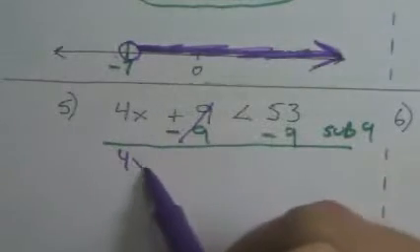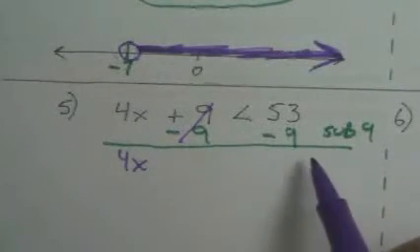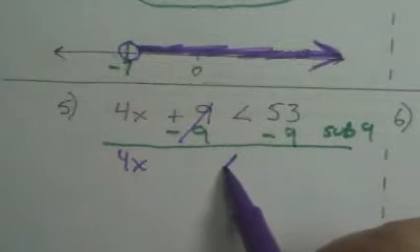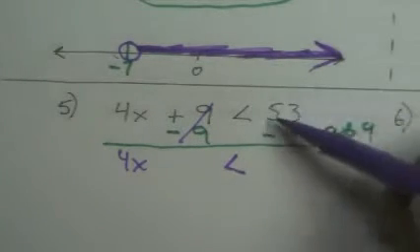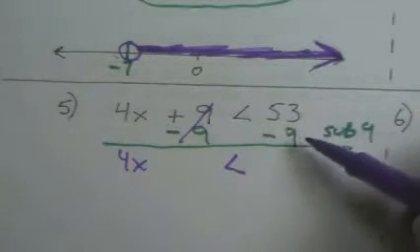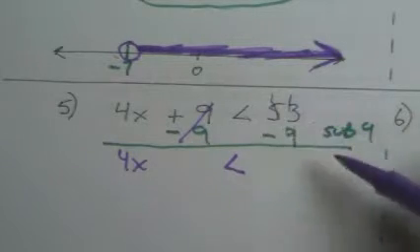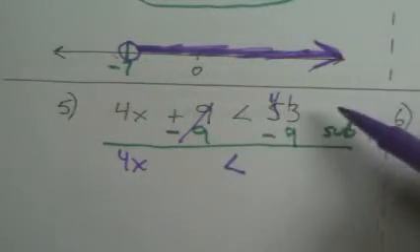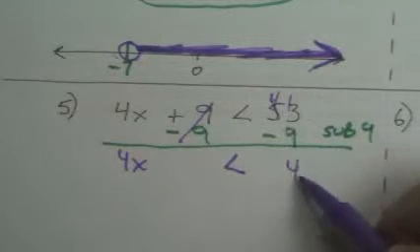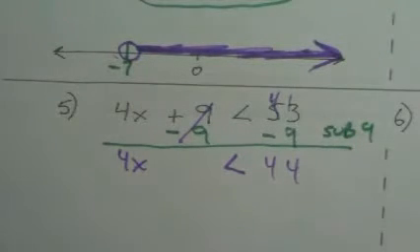That leaves you with 4x. I did not multiply or divide by a negative, so the arrow stays the same. And these are different, so I just subtract. 53 minus 9. If you have to borrow in your head, that's okay. So that gives us 44.